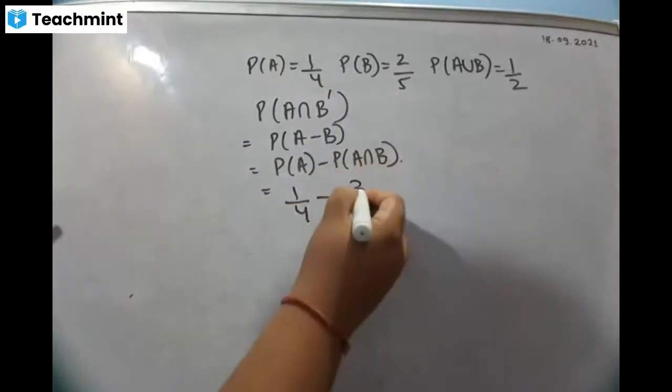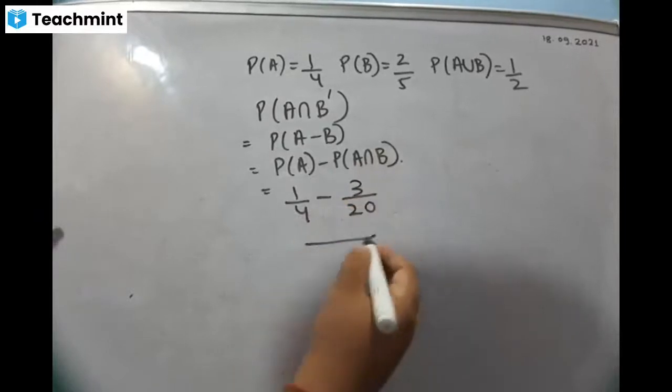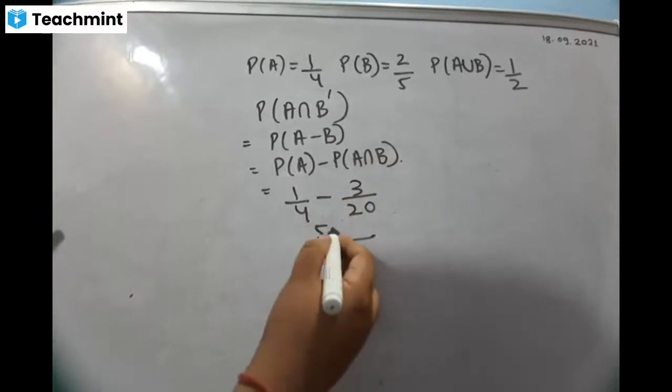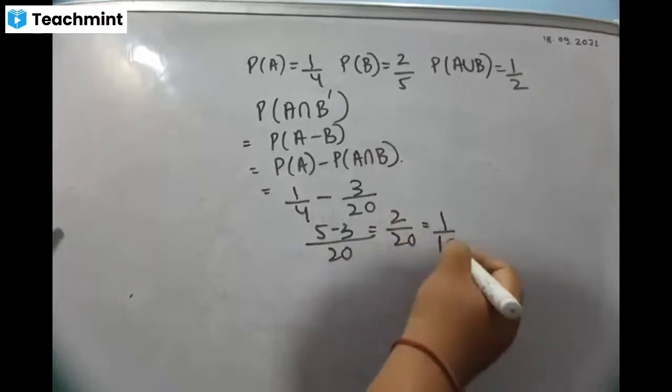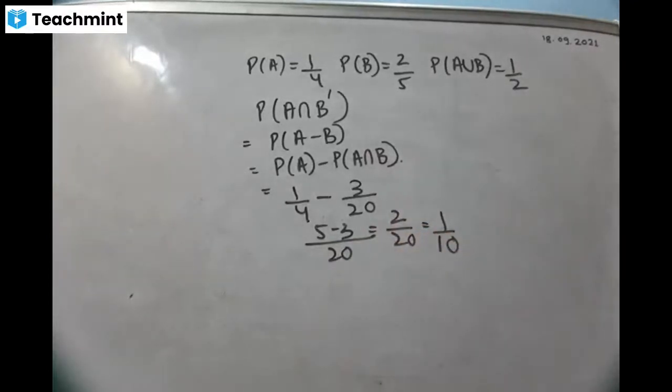It is 1 by 4 minus probability of A intersection B. We got it right now. That is 3 by 20. LCM is 20. 4 5s are 20 minus 3. That is 2 by 20. That is 1 by 10 is the answer. So see, once you have understood how to memorize the formula, then it becomes very easy. Okay, the third one, I think I can accommodate the third one out here.